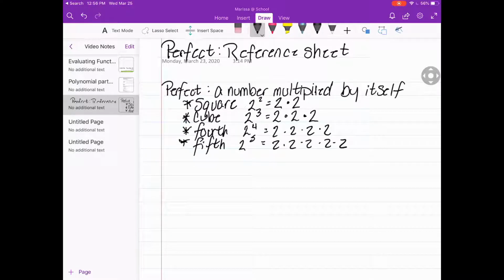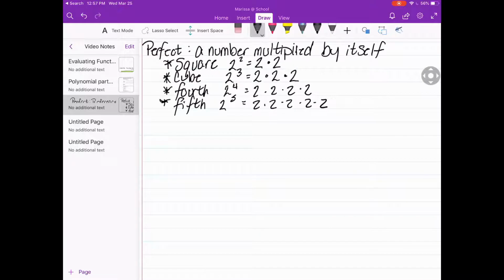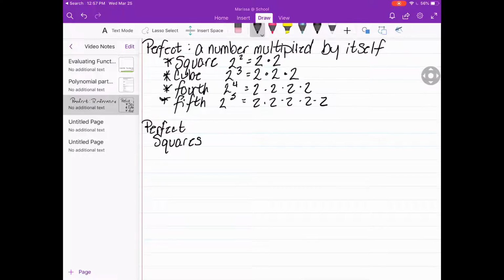So what we're going to be doing today is making a chart of these particular numbers. So you are going to want to make sure you have enough space. We're going to have 3 separate columns. We're going to have one column that is perfect squares. We'll have a column that is perfect cubes. And then we're going to have a list of some extra ones. These will be some fourth and fifth perfects.